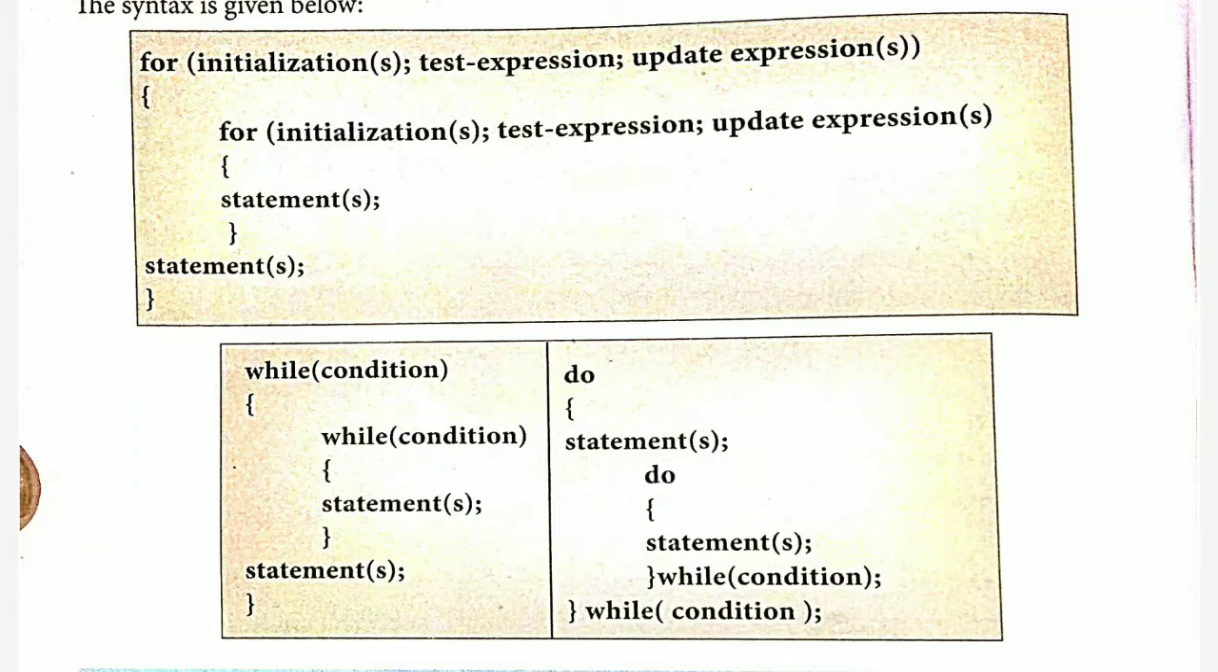Okay, so if you want, you can even create a do while inside a for loop. You can create as many possibilities as you like. It's up to your creativity. So here you can see that they have given one example.